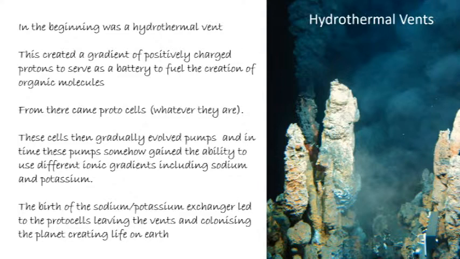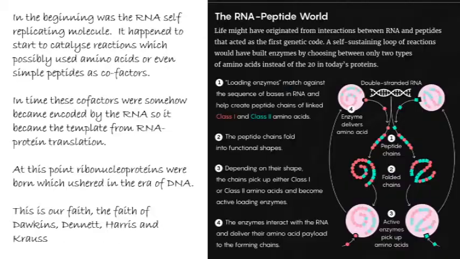This creates a gradient in positively charged protons that serves as a battery to fuel the creation of organic molecules and protocells. Later, primitive cellular pumps gradually evolved the ability to use a different type of gradient, the difference in sodium and potassium ions inside and outside the cell, as a battery to power the construction of complex molecules like proteins. And voila, the protocells could leave the deep sea hydrothermal vents and be the origin for all life on Earth. So do any of these theories really offer a compelling explanation for how life arose without the intervention of an outside intelligence? Well, let's now dive into the science of life itself, and I will leave you to make your own conclusions.